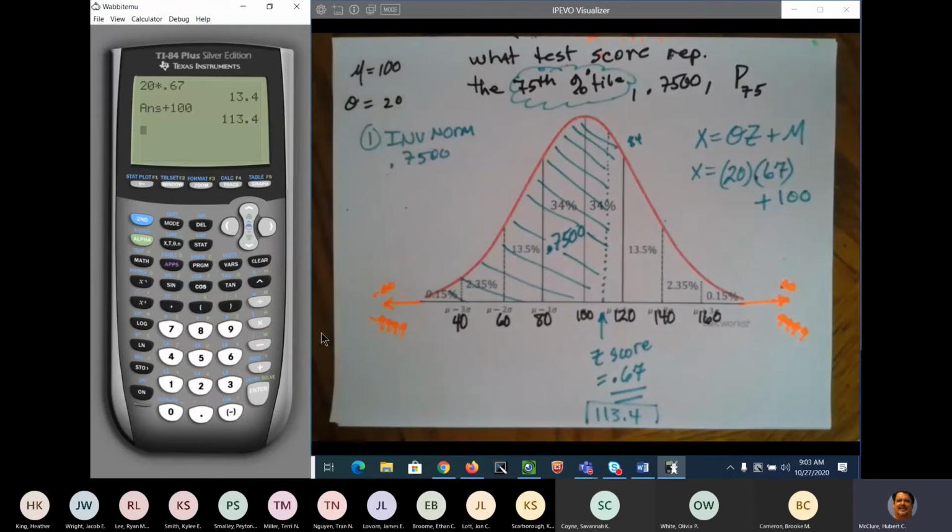Now, if your calculator is a newer calculator and you can change the mean and the standard deviation, then second bars, inverse norm, 0.75, and now I'm going to type in 120 and hit paste. And there it is, 113.5.